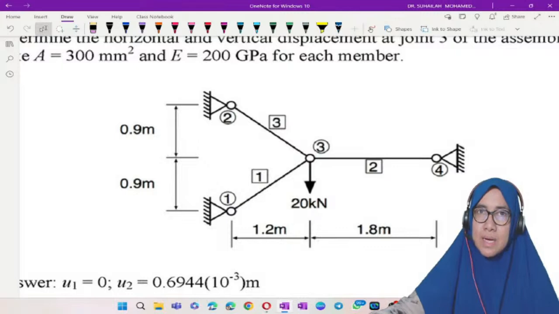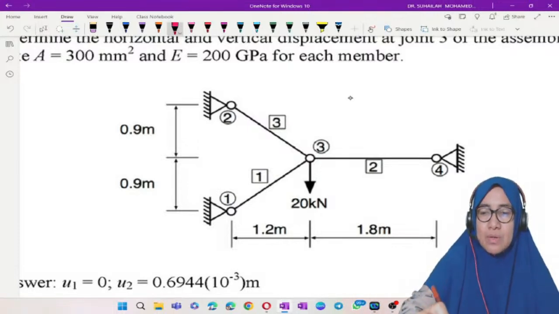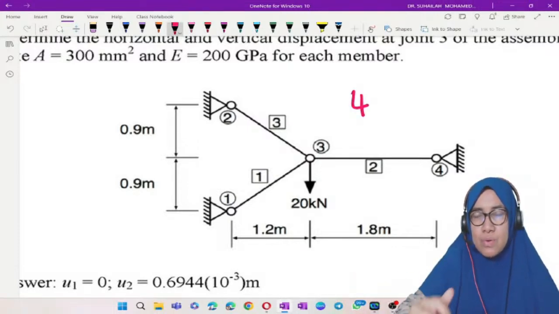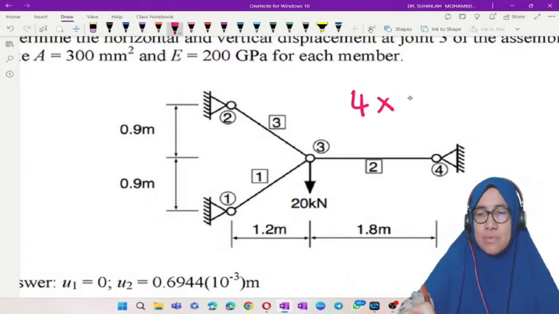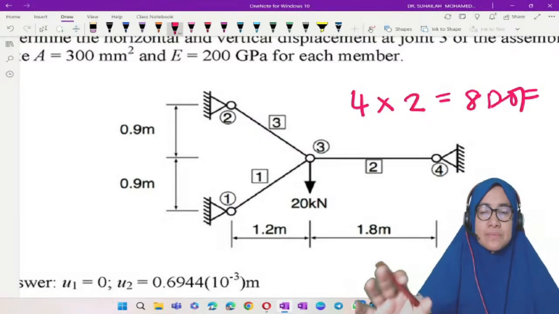And in a truss, there are 2 degrees of freedom in the x and y direction per node. So in total, we have 8, which is 4 times 2, because we have 4 nodes and we have to multiply by 2 degrees of freedom. So in total, we have 8 degrees of freedom in the x and y direction per node.